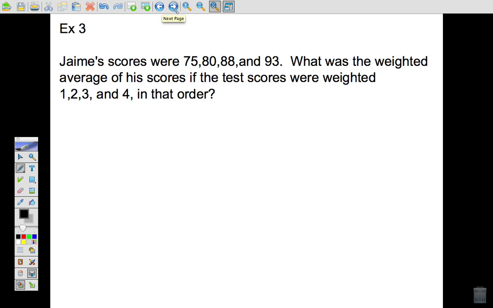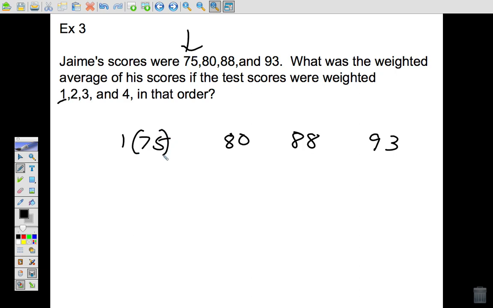All right, example 3. Now, I'm not going to go through this whole thing, but I am going to set it up. You've got a test that was worth 75, another one worth 80, another one worth 88, and another one worth 93. What's the 75 worth? Well, 1.